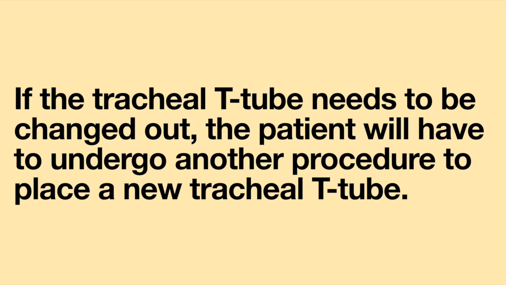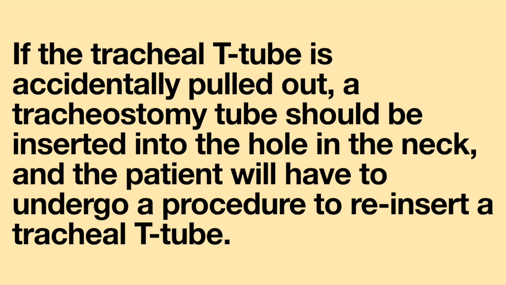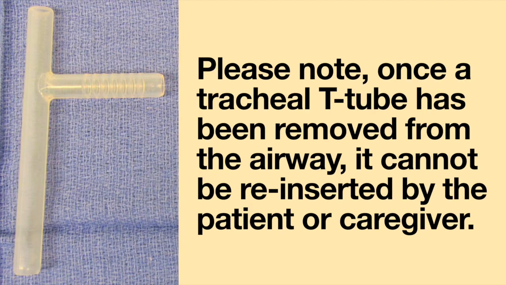If the tracheal T-tube needs to be changed out, the patient will have to undergo another procedure to place a new tracheal T-tube. If the tracheal T-tube is accidentally pulled out, a tracheostomy tube should be inserted into the hole in the neck, and the patient will have to undergo a procedure to reinsert a tracheal T-tube. Please note, once a tracheal T-tube has been removed from the airway, it cannot be reinserted by the patient or caregiver.